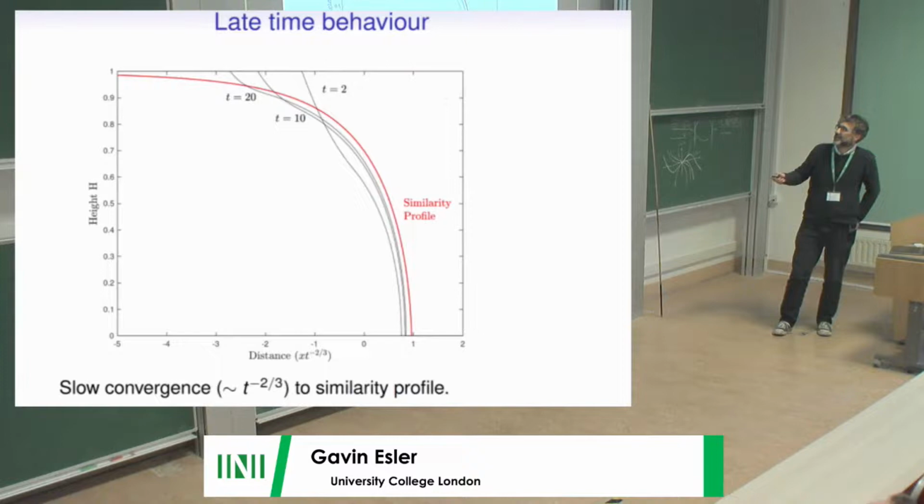And this theory turns out to give good convergence, although the convergence is rather slow. The solid lines show here the numerics, and you can see the remnants of the dam break, the Ritter solution, up here at earlier times, and it gradually converges to the similarity profile that comes out of solving that nonlinear equation.